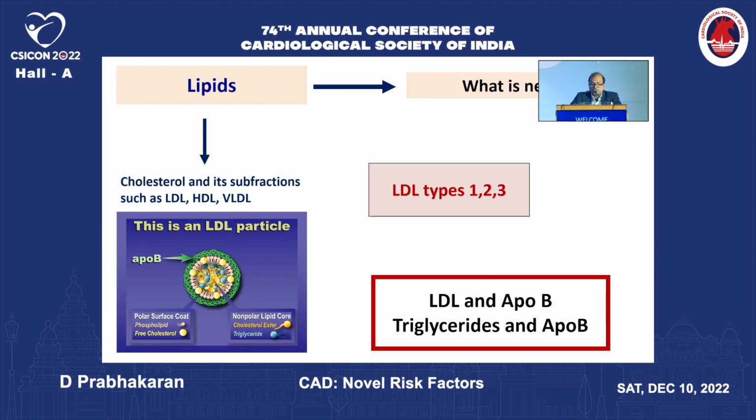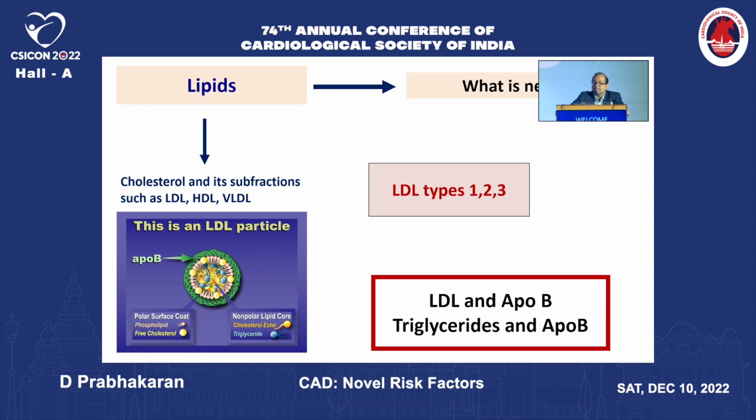So lipids, what's new? Cholesterol, we know the architecture, the anatomy of cholesterol. It's made up of multiple cholesterols, cholesterol esters, and phospholipids. The outer surface coating, the green one shown here, is the ApoB. The pale pink is the phospholipid and the yellow is the free cholesterol. And the non-polar lipid core includes cholesterol ester and triglycerides.